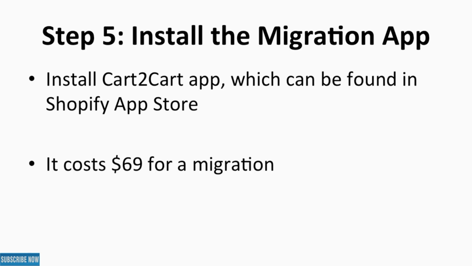The previous steps are all about setting up your Shopify account and designing your store. Your store migration hasn't taken place yet. The next step is for you to install the migration app in order to move the information in Bigcommerce to your new Shopify store. The app you want to install is called Cart to Cart, which can be found in the Shopify App Store.